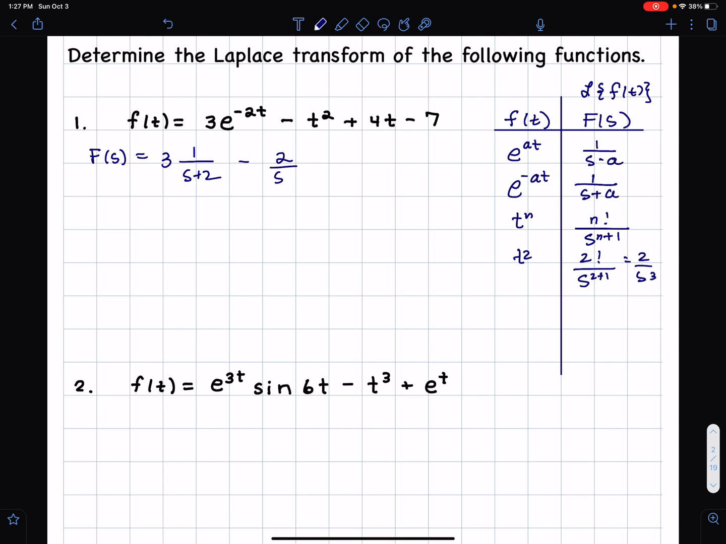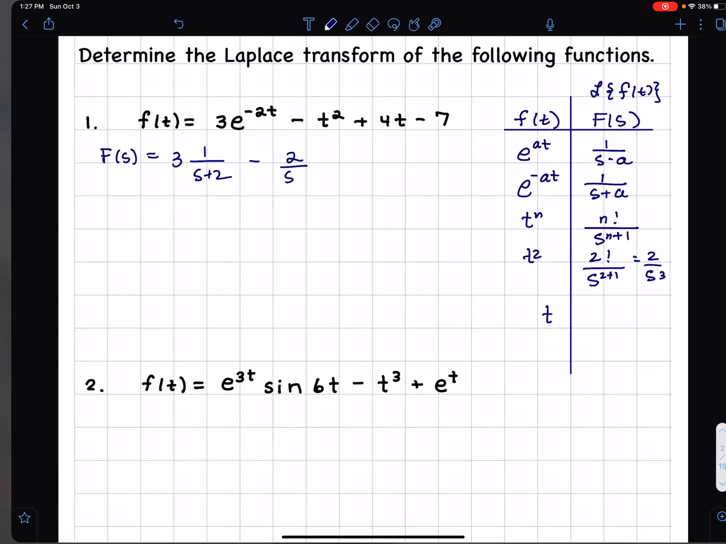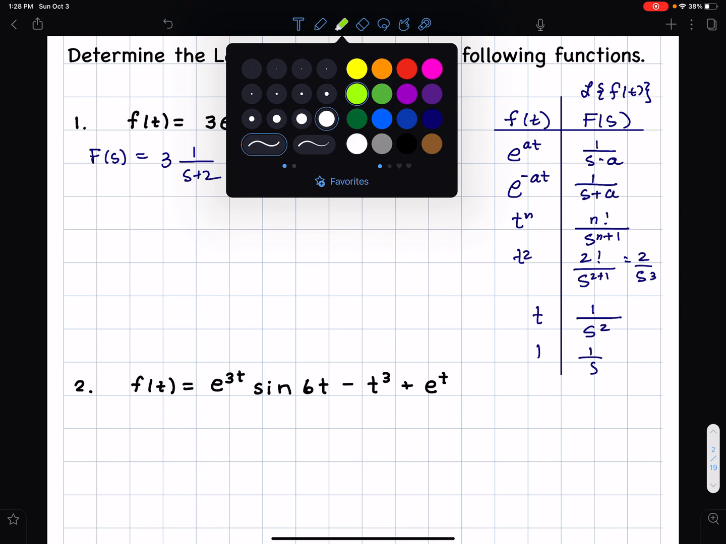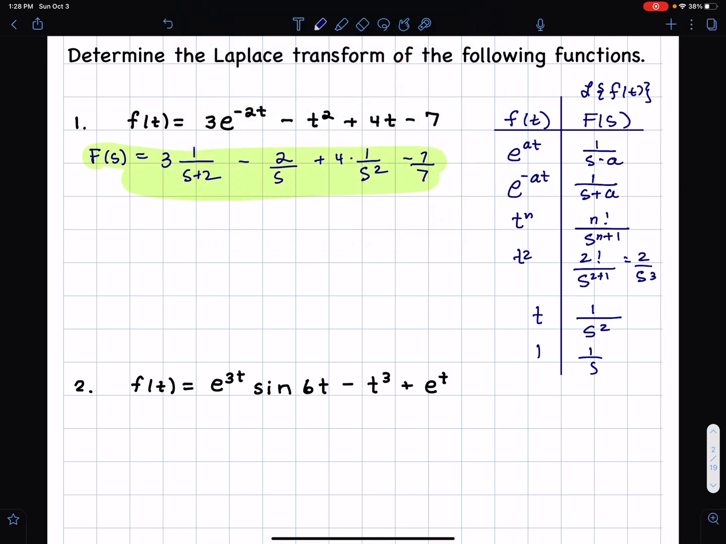There's restrictions on s, but I didn't write those down. For t, using this same formula, the Laplace transform of t is 1 factorial, which is 1, over s to the 1 plus 1, which is 2. And the Laplace transform of 1 is really using the same formula where n is 0, so it is 1 over s. This formula for t to the n applies when n is an integer. So that's what we get for that Laplace transform.